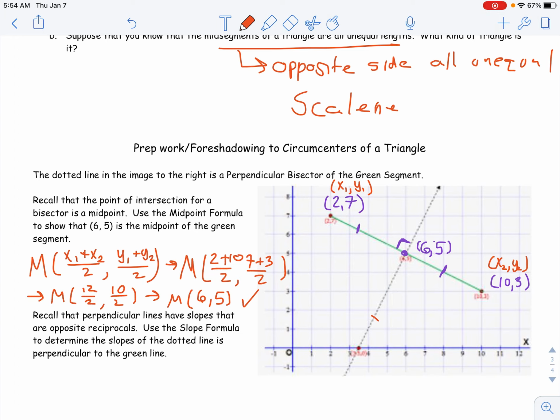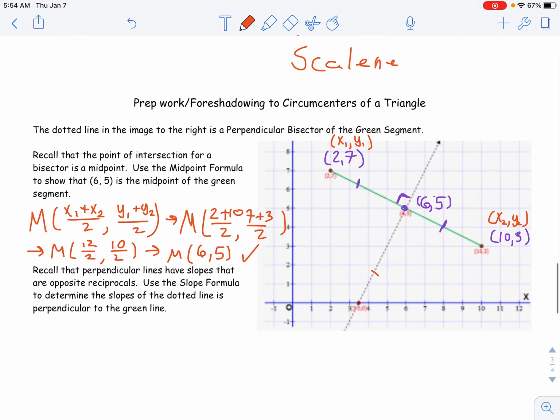And then, let me think about this one. Recall that perpendicular lines have slopes that are opposite reciprocals. Use the slope formula to determine that the slope of the dotted line is perpendicular to the green line. All right, so let's just go ahead and find the slope of the green line first. And again, remember, this is the slope formula. Subtract the y's over subtracting the x's.